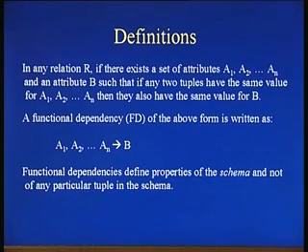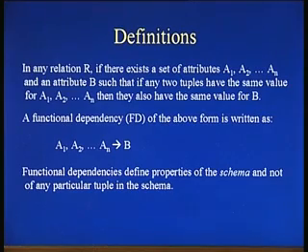So this is called a functional dependency, and a functional dependency is written as shown in the slide here. It is written as A1, A2, etc. AN, and there is a right arrow to B. So an important thing to note here is that functional dependencies define properties of the schema and not of the tuples in the schema. What does that mean?